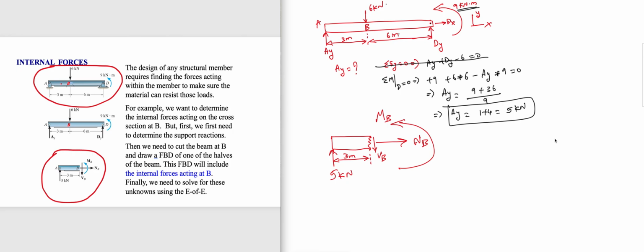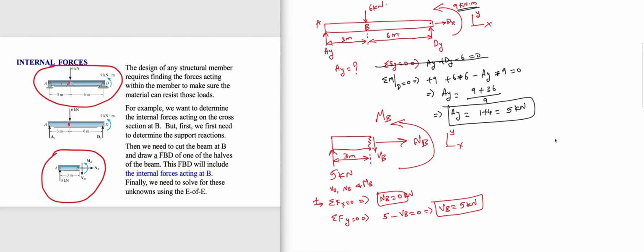Now the free body diagram is complete. This is X, that is Y. Now you have to solve for VB, NB, and MB. How do you do that? You have three equations. Sigma of x equal to 0, assuming to the right is positive, implies you have NB equal to 0. Easy, isn't it? 0 kilonewtons. Then sigma of y equal to 0 implies positive 5 negative VB is equal to 0. That implies VB is going to be 5 kilonewtons.